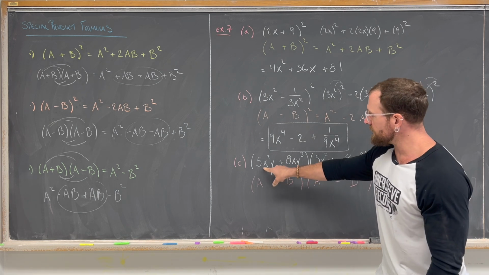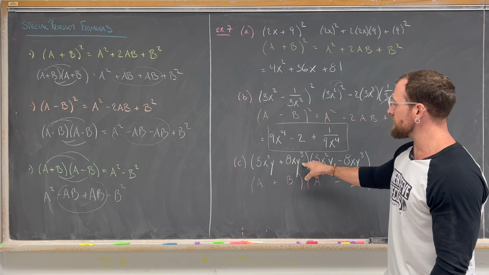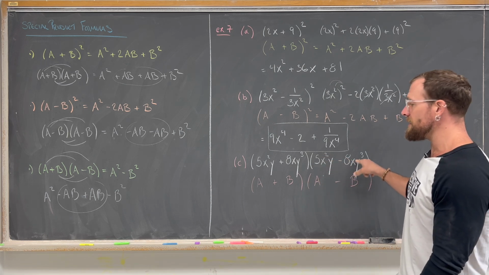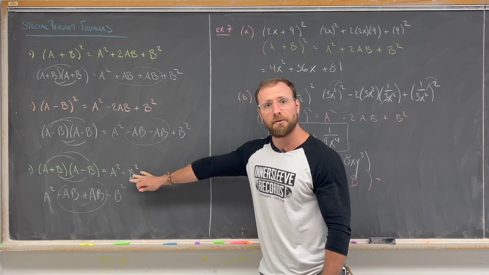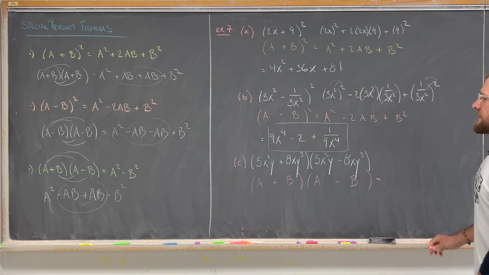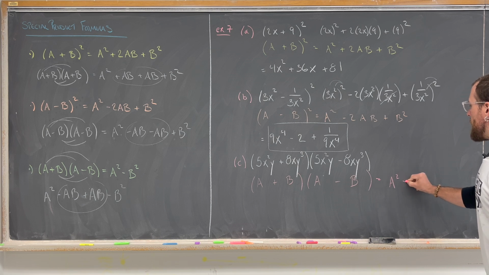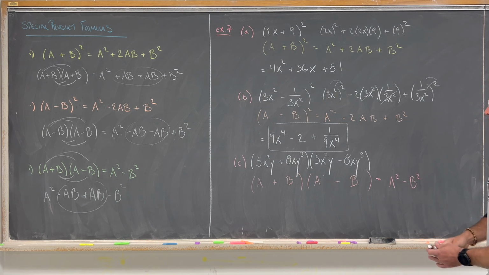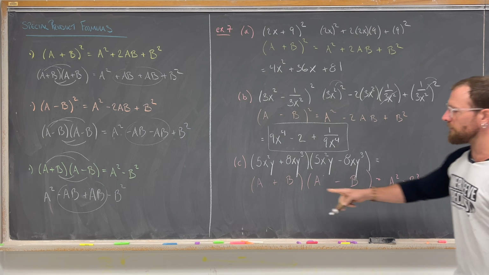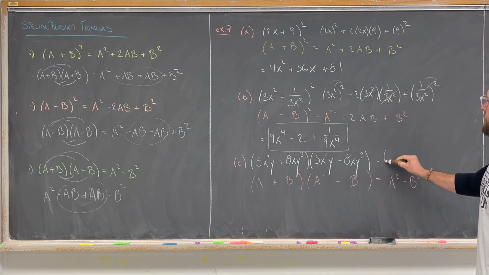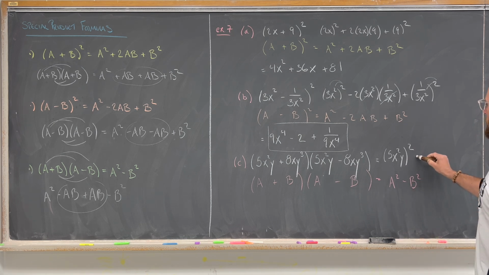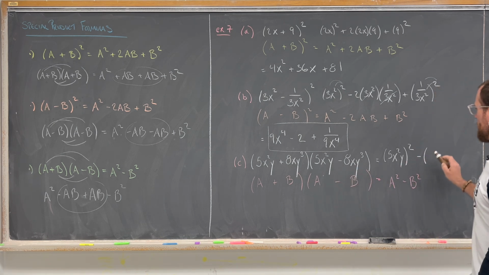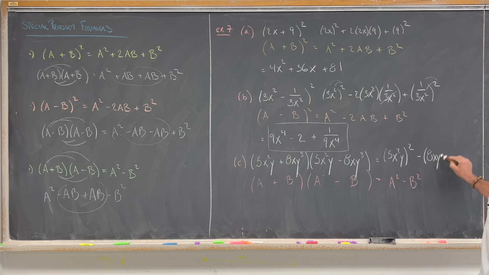You see, a is 5x squared y, b is 8xy cubed, and this is the same a and the same b. Well, the formula, which we trust because we've done it very carefully, tells us that this is a squared minus b squared. So whatever I called a was 5x squared y, that should be squared, minus b squared, b is 8xy cubed squared, okay?